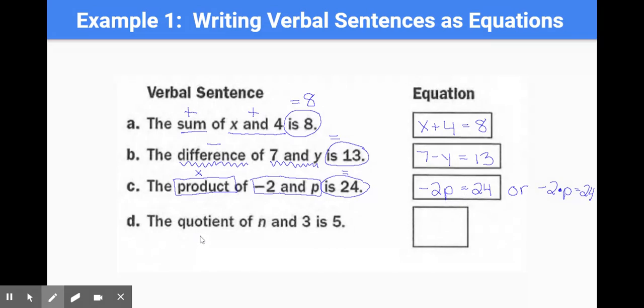Finally, problem D. Problem D says the quotient of n and 3 is 5. Quotient is another keyword, and that means division. So I'm dividing n and 3. So I'm going to write n over 3, because that means n divided by 3. And then I have is 5. That just means equals 5. So that's how I turn verbal sentences into mathematical equations.